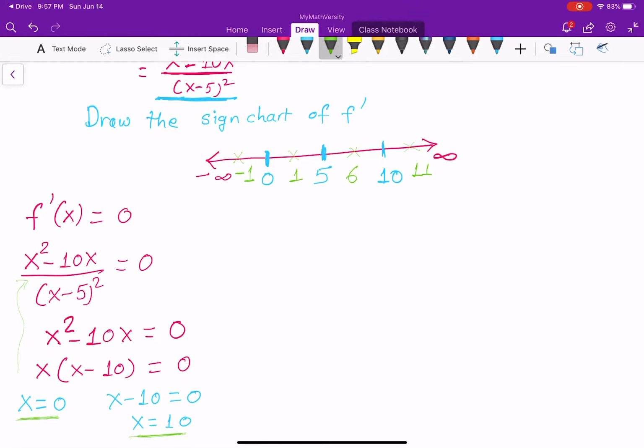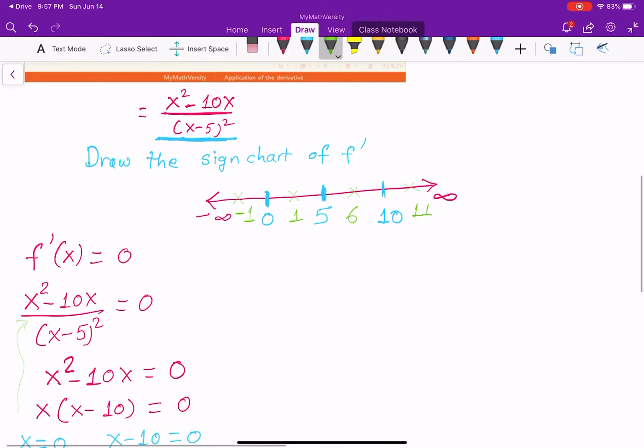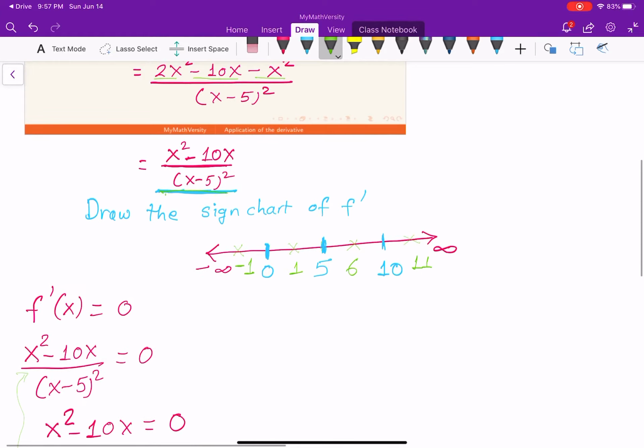All right, so let's choose these random numbers, and what you need to do is plug all of these numbers that we have just chosen into the derivative, and then see what number you get, especially the sign of those numbers, whether they are positive or negative. Just try to get that.